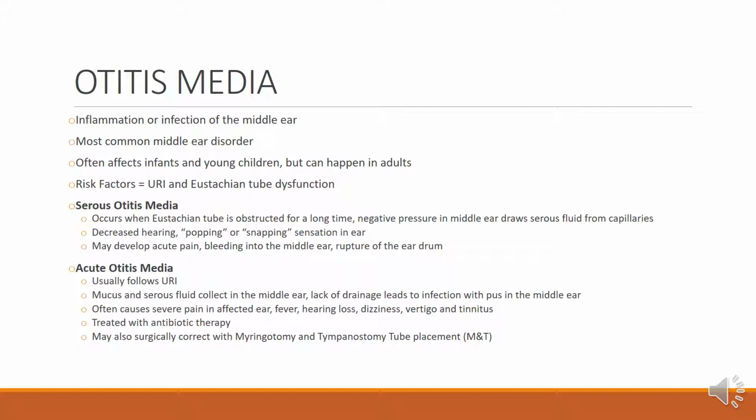It's treated with antibiotic therapy, and it could also be surgically corrected with myringotomy and tympanostomy tube placement, or MNT is what you'll hear it as more often. So this is when a little kid goes in for ear tubes. This is what that surgery is actually called. So what it does is those tubes go in and just help with the drainage so that they have decreased risk of infection in that middle ear.